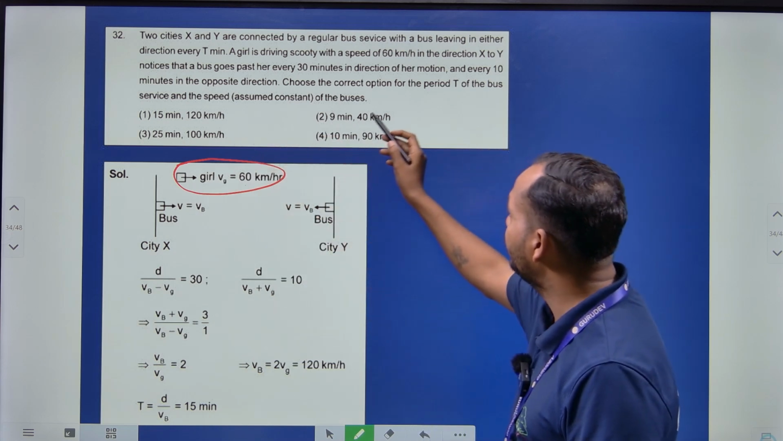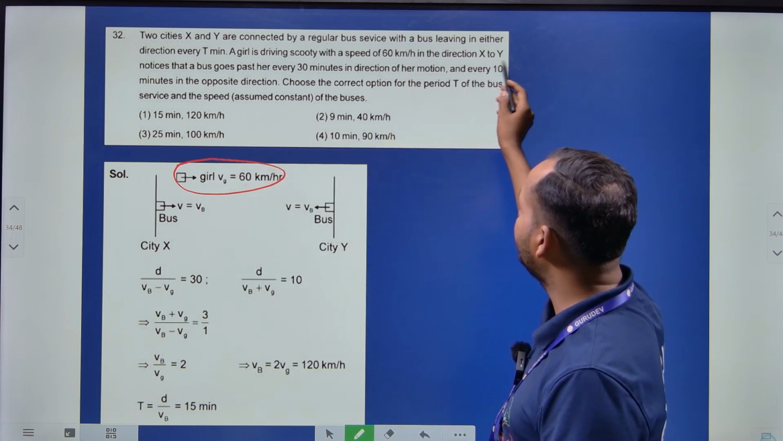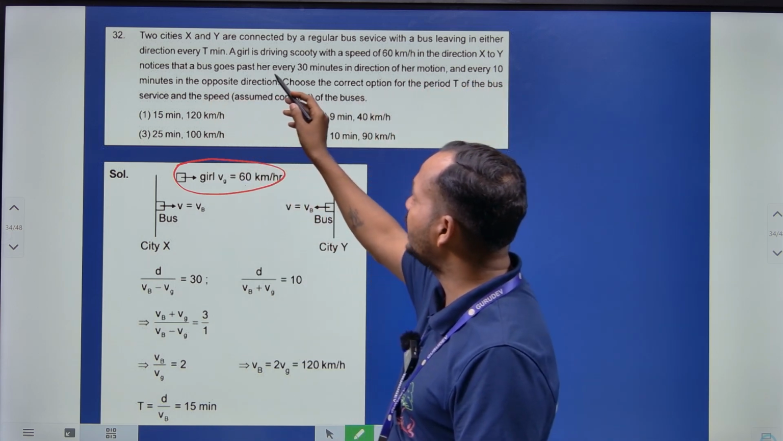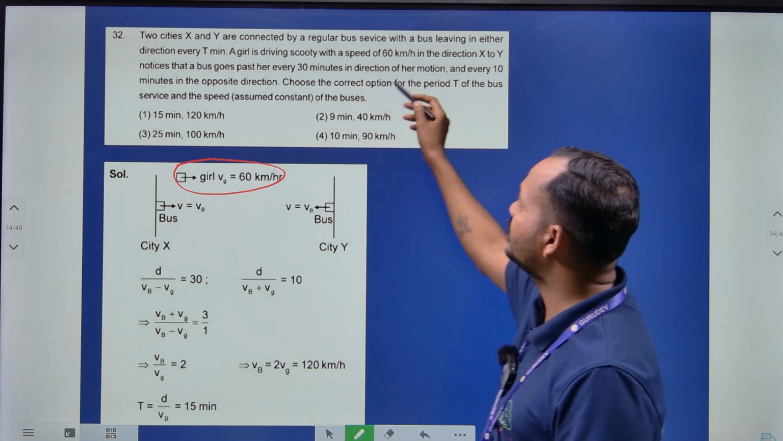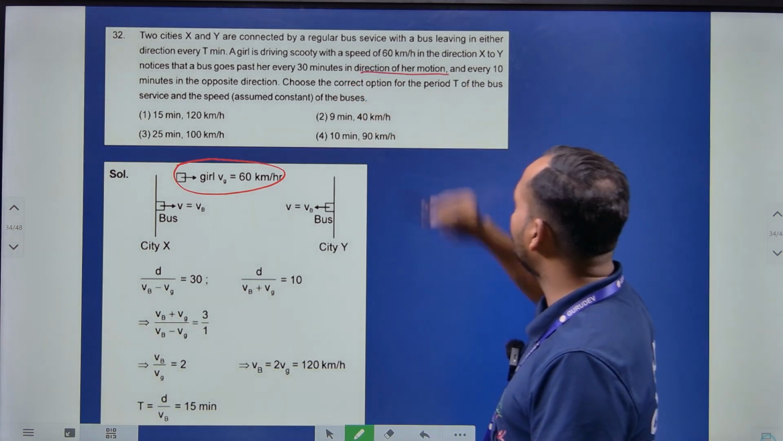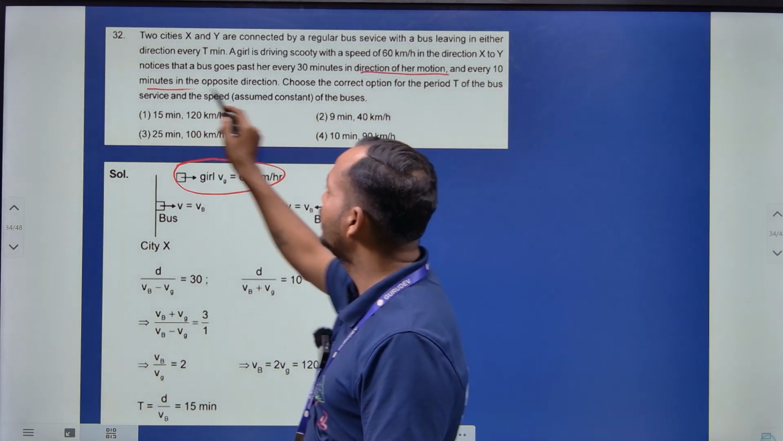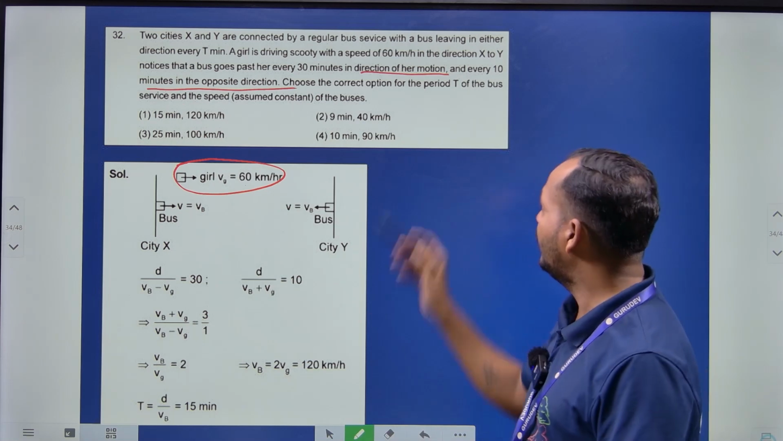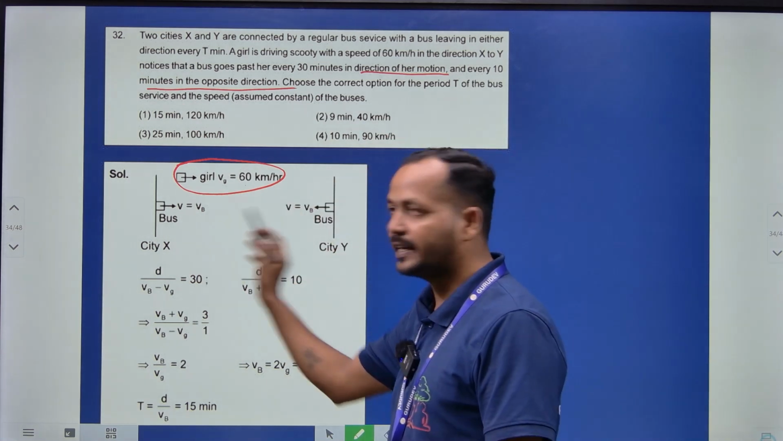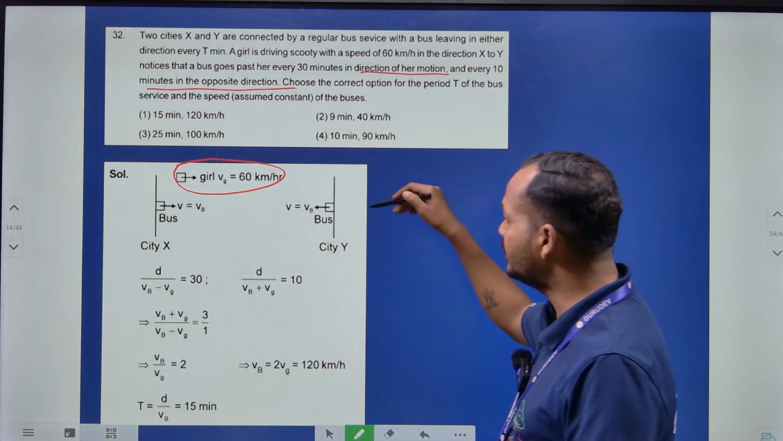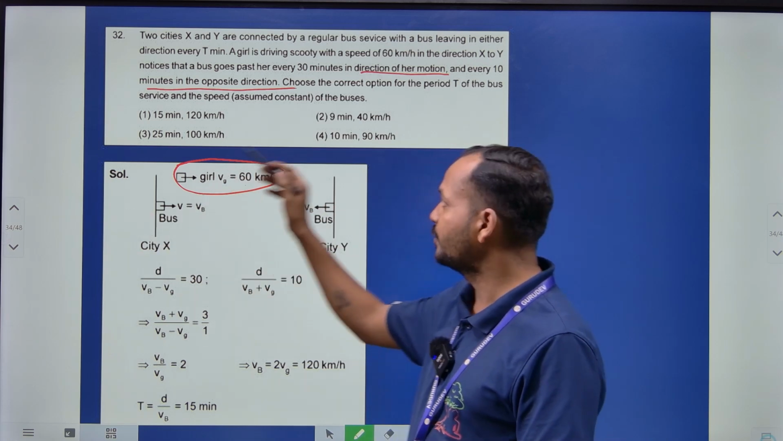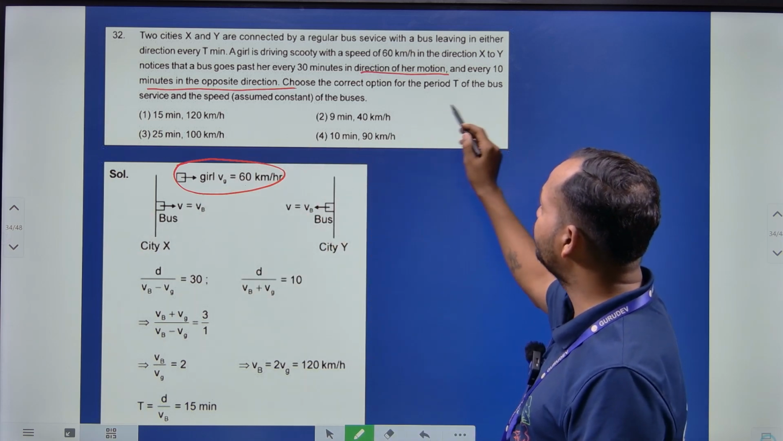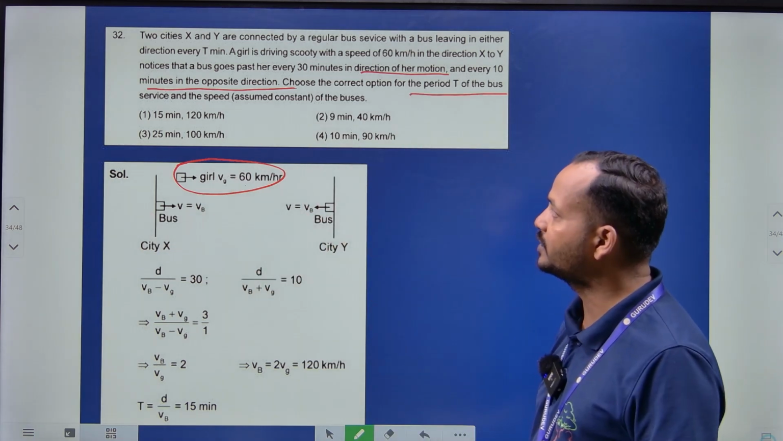तो यहाँ पे दिया गया है कि स्पीड ऑफ 60 किलोमीटर और इन द डायरेक्शन एक्स टू वाई. नोटिस दैट बस गोज पास्ट हर एवरी 30 मिनट्स इन द डायरेक्शन ऑफ हर मोशन एंड एवरी 10 मिनट्स इन द अपोजिट डायरेक्शन. पहले 30 मिनट में उसके डायरेक्शन में जाएगा और बाद में 10 मिनट्स के बाद वो वापस आएगा अपोजिट के हिसाब से. देन choose the correct option for the time period of the bus service and the speed.